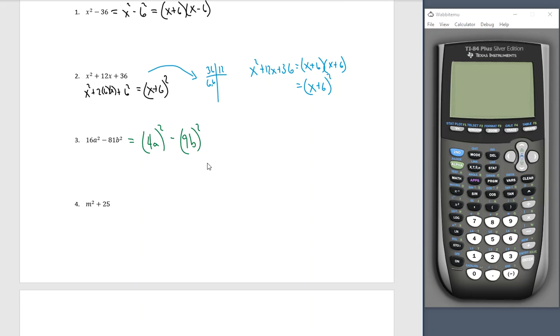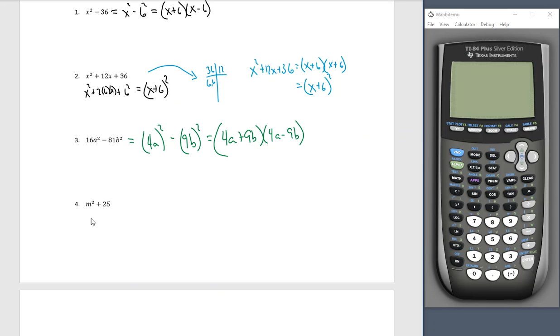If I rewrite this 16a squared minus 81b squared as 4a all squared minus 9b all squared, I'll end up with a factored form of 4a plus 9b times 4a minus 9b. Now, it doesn't matter which order you put these in. They're being multiplied. You could multiply in either order. I like to be a positive person, so I always put the positive one first. But it doesn't matter at all.